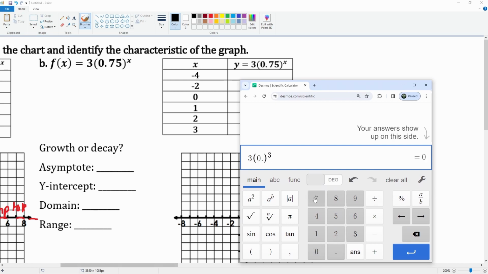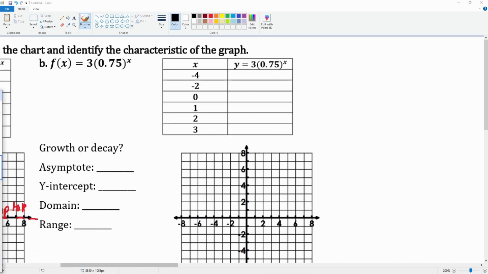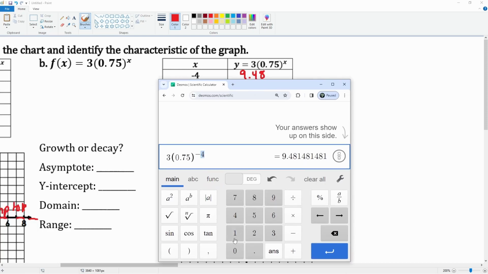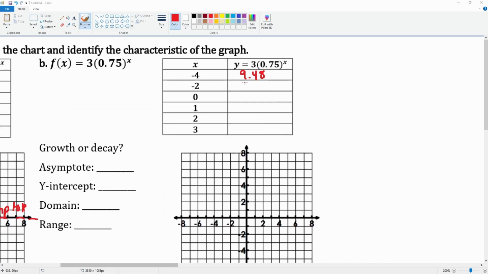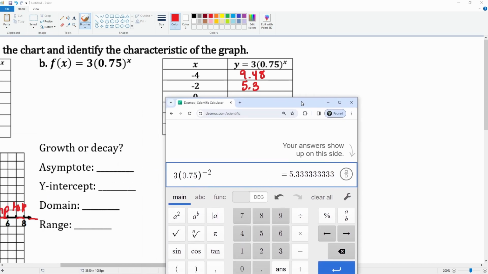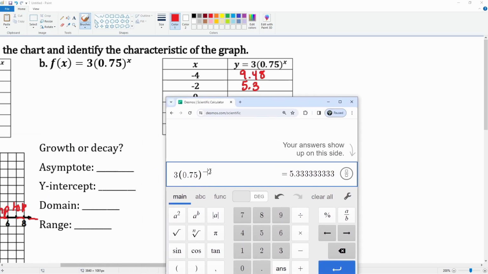It is a 0.7 here though. Okay. And then we're testing out -4 first. All right. Let's repeat the process. That is 9.48. So I can write 9.48. And then plug in a -2 here, 5.3. Then you plug in a 0, is a 3.